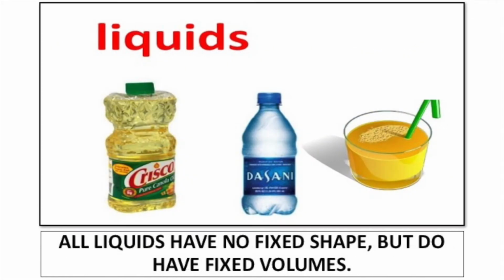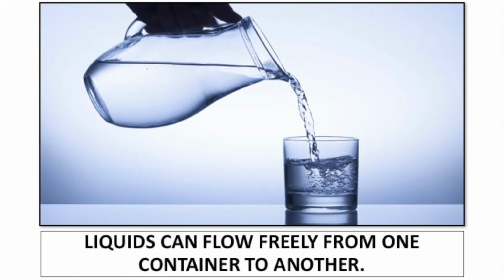All liquids have no fixed shape, but do have fixed volumes. Yes, so remember, that's one of the big differences between solids and liquids. If we put a solid into a different container, the shape stays the same. But if we put liquids into different containers, the shape changes. The liquid will adopt the shape of the container. Liquids can flow freely from one container to another.